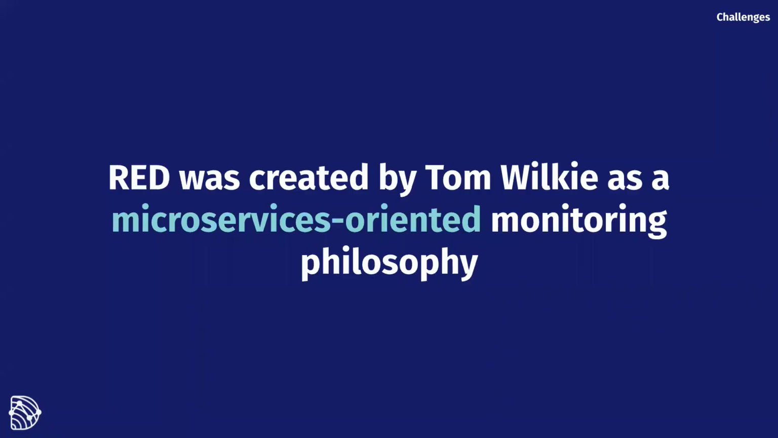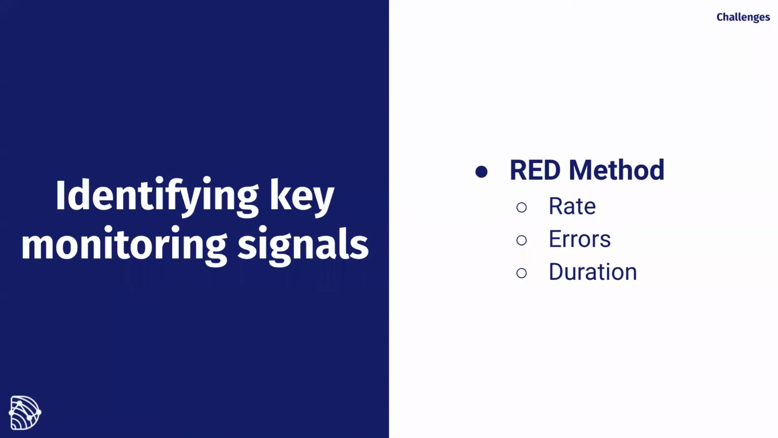Tom Wilkie, who previously was a site reliability engineer at Google, created a microservice-oriented monitoring philosophy called RED. This works well for our use case, considering microservice architectures are typically distributed systems. The RED method focuses on rate, errors, and duration, all of which work well with time series data. Rate is the number of requests per second. Errors is the number of those requests that result in an error response. And duration is the duration of time those requests take to complete.